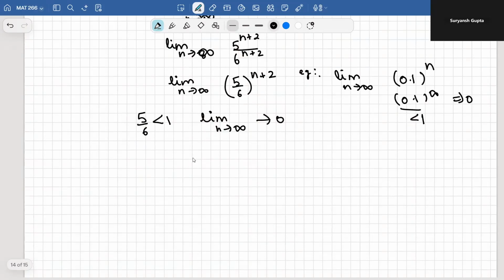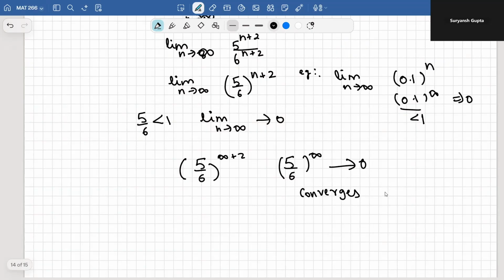So if I just have to rewrite it, I have 5 by 6 to the power infinity plus 2, which can also be written as 5 by 6 to the power infinity. And this tends to 0. This just goes to 0. So it goes to a certain value. So we describe the behavior as converges, and it's converging to the value 0.